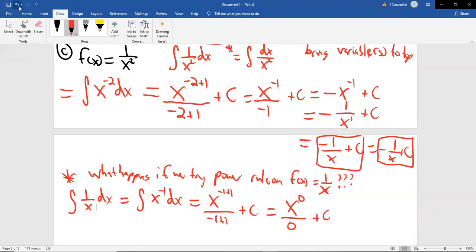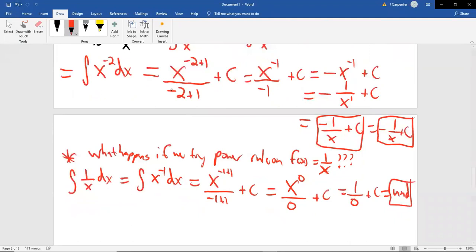Anything raised to the 0 power is just a 1. That's 1 divided by 0 plus c. But anything divided by 0 is undefined. Now here's the thing. There is an antiderivative to 1 over x. There is an integral of 1 over x. But when you try to do the power rule with this, it fails.